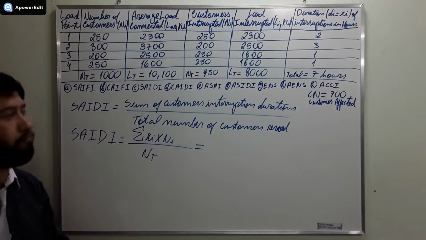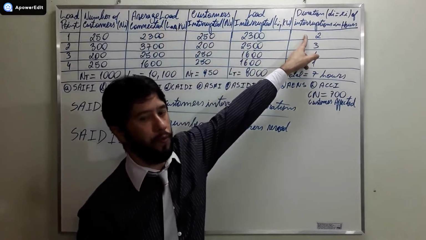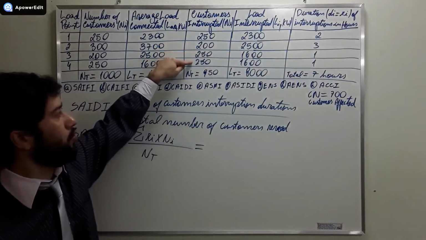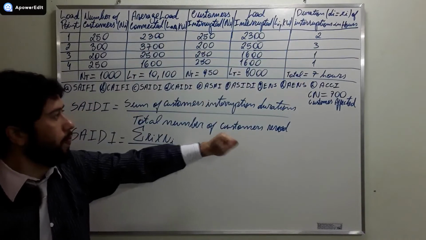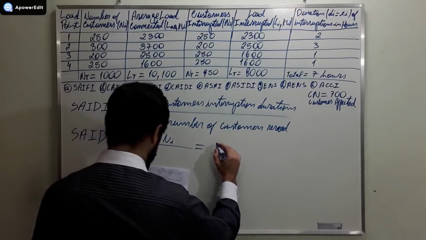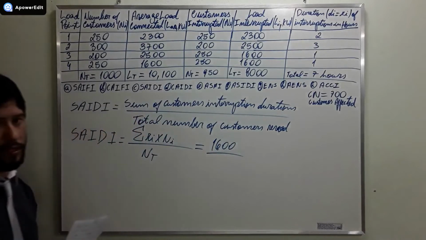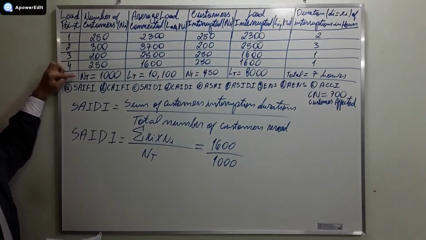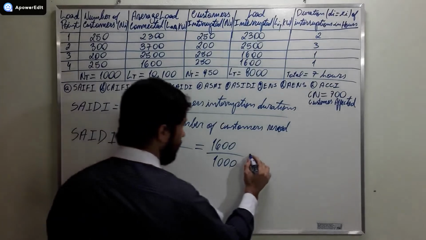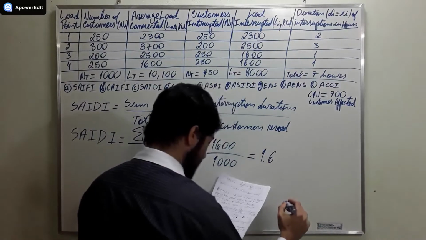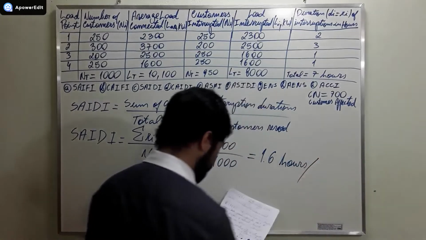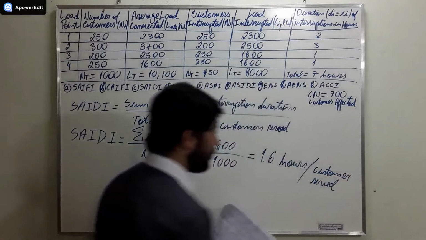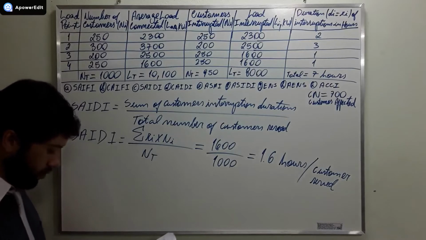You have to do the following. Multiply 250 with 2, multiply 200 with 3, multiply 250 with 1, multiply 250 with 1. You sum the results, and then you're going to get 1,600, and you're going to divide it by 1,000, because we got 1,000 customers. And then our SAIDI is going to be equal to 1.6 hours per customer served. Okay? 1.6 hours per customer served. This is our SAIDI.